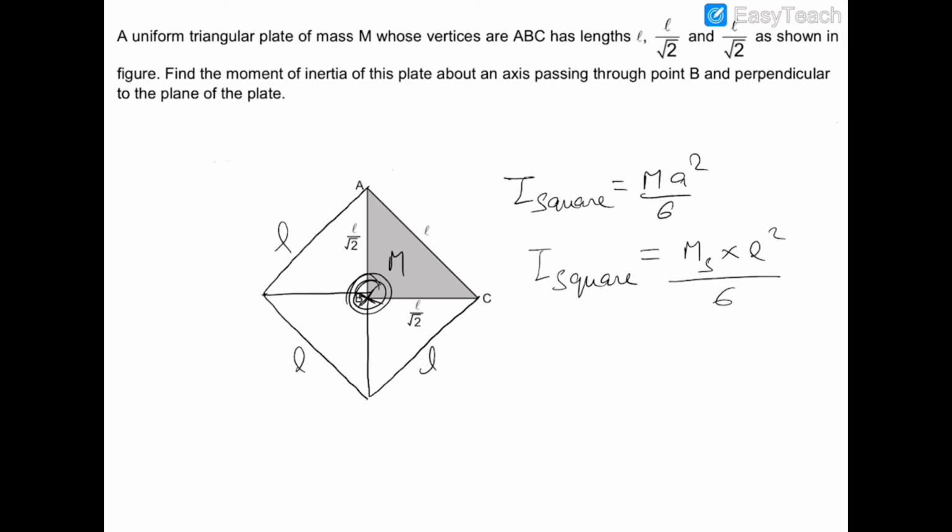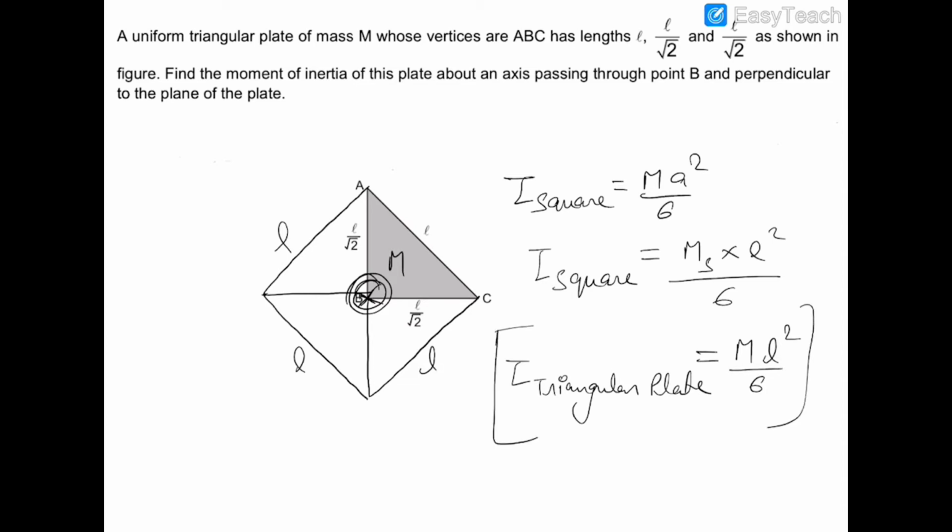Now we know that this square is symmetrically formed by placing these 4 triangles together, and therefore the moment of inertia of any triangular plate about the same axis, which is this one, would have the same formula as that of the square, and therefore this is ML square by 6. So directly we can say that the moment of inertia of this triangular plate would be ML square by 6 about this axis.